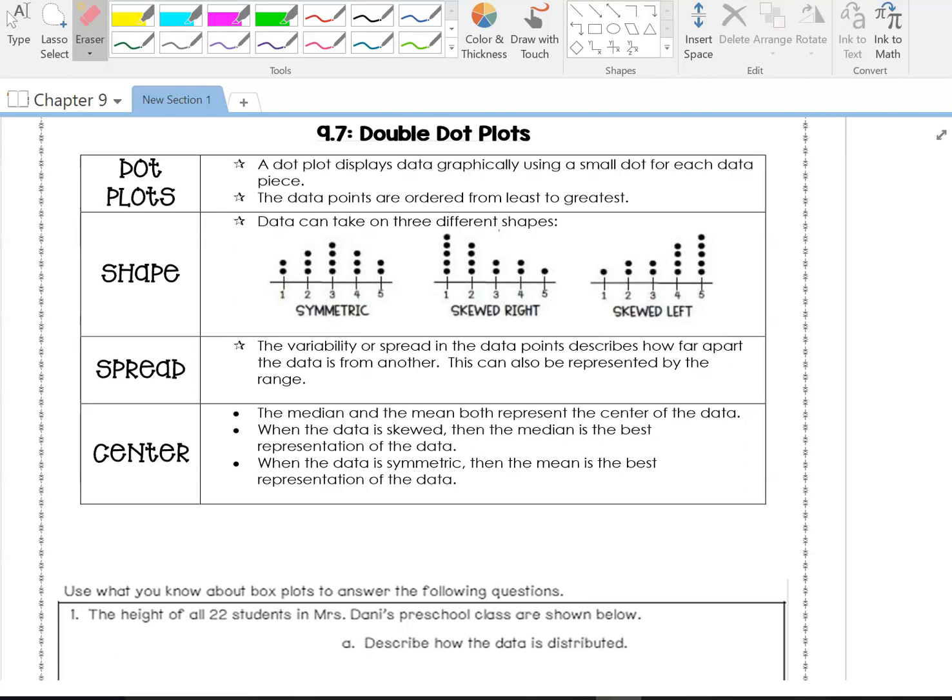9.7 double dot plot. So a dot plot is displayed using small dots for each piece of data. The dots are also ordered from least to greatest, so it's like on a number line. There's different shapes that the data can represent. If it's symmetric, that means that it's the same on both sides.